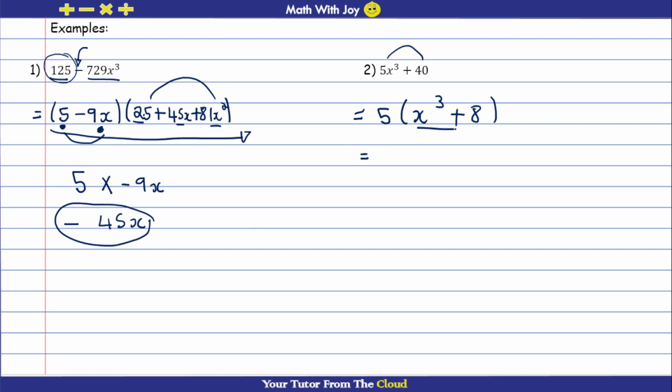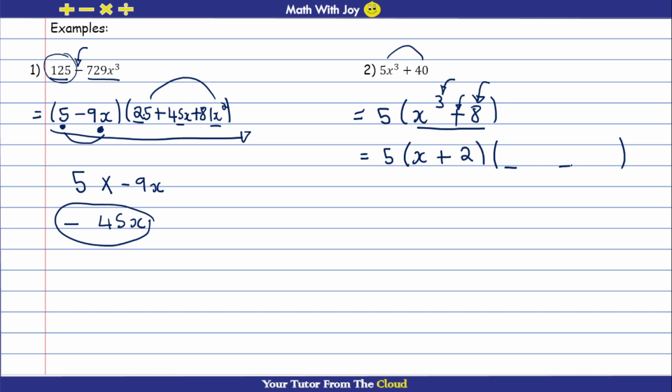So then this can still be factorized. We say this is 5. Then we open up two brackets for that because these are both cube numbers, and in the middle we have a plus. So this is sum of cubes. So I'm going to take the cube root of x to the power of 3, which is x. Then I bring this sign down. Then I say, what's the cube root of 8, which is 2.